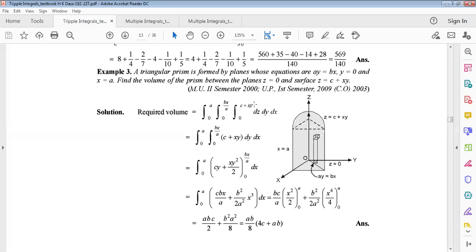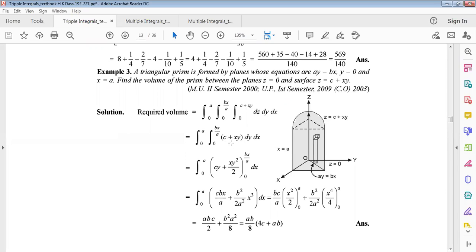Now we have to find out the volume, that means dz dy dx, a sum of all volume, the whole volume of the triangular prism formed by the given planes. Now, integration of 1 with respect to z, what will be? Only z. Now putting the upper limit, we get c plus xy in replace of z.